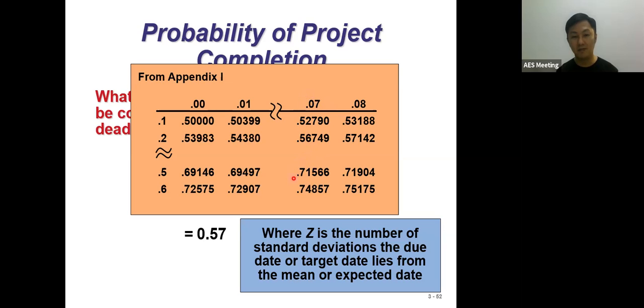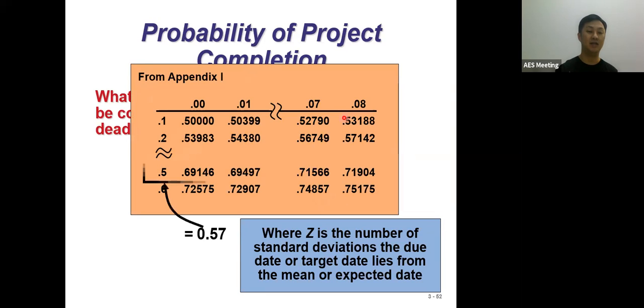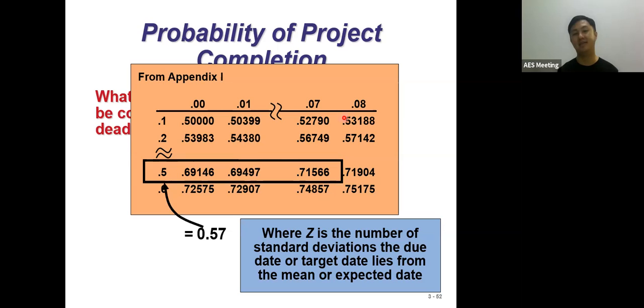So this is about 0.71566. This value gives you the understanding that the project will be fully complete in 71.5% if the project is given a deadline of 16 weeks here. Get it? Right. That will be the answer we have here.